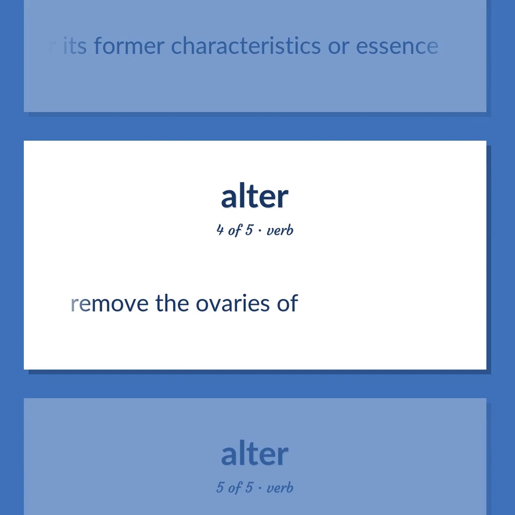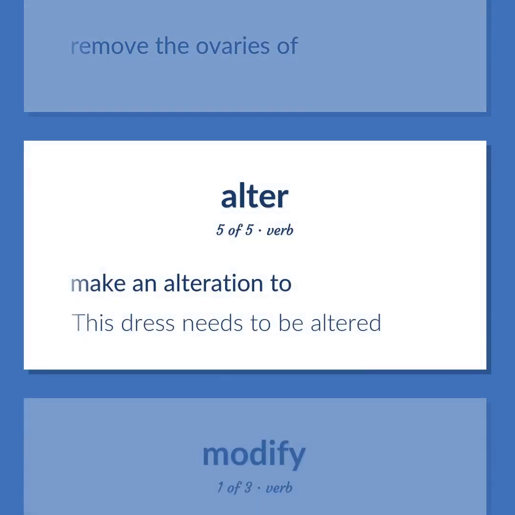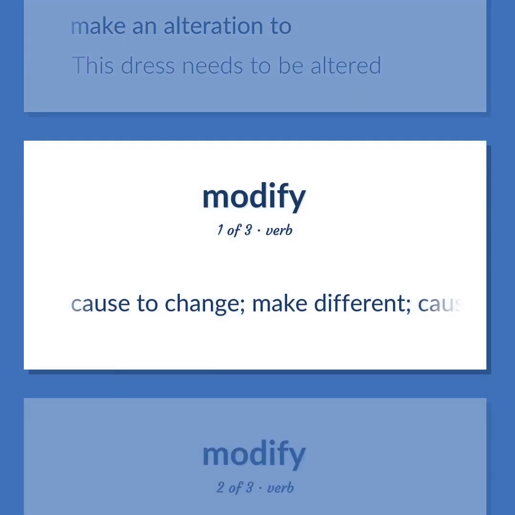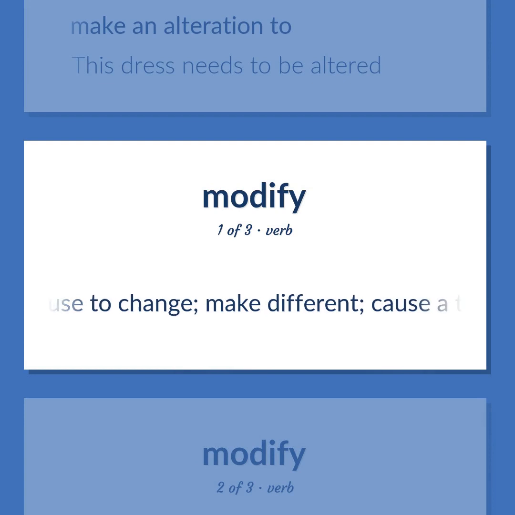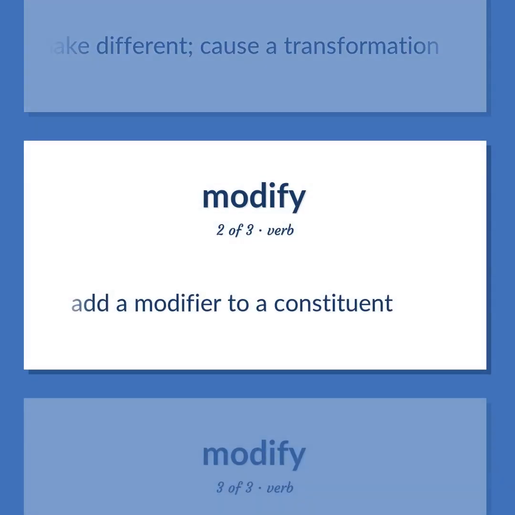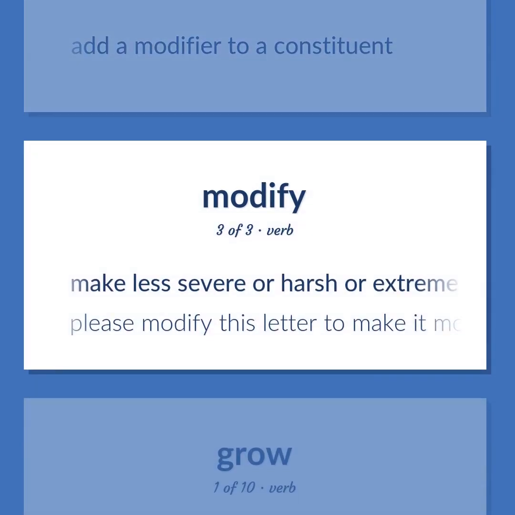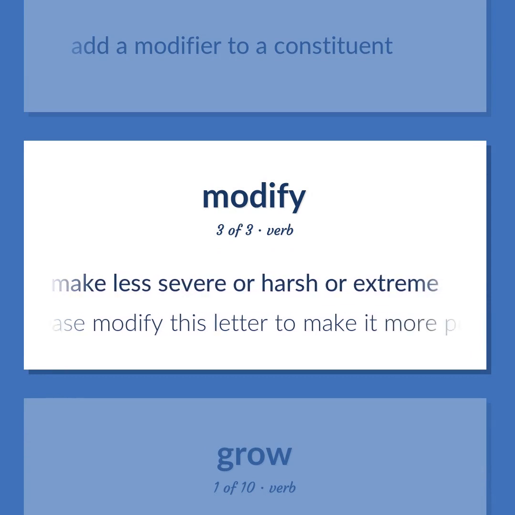Remove the ovaries of. Make an alteration to. This dress needs to be altered. Cause to change, make different, cause a transformation. Add a modifier to a constituent. Make less severe or harsh or extreme. Please modify this letter to make it more polite.